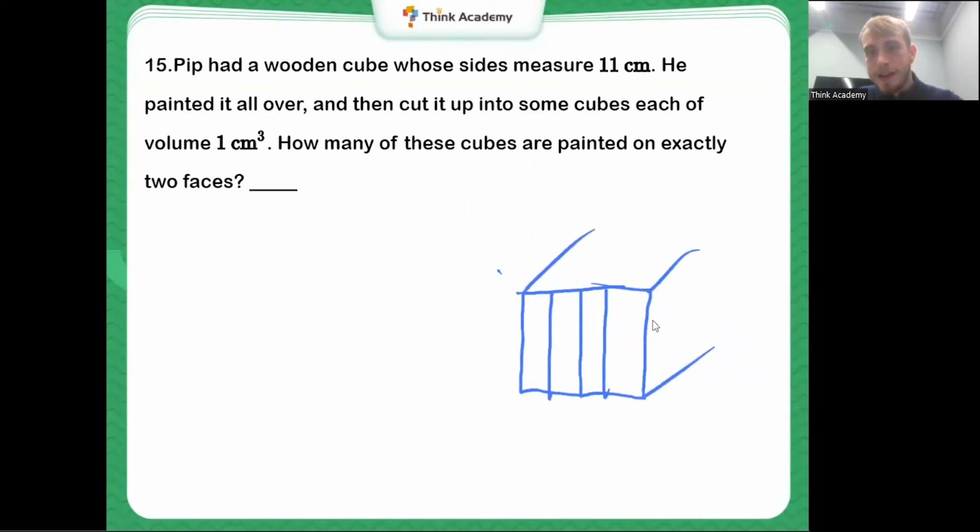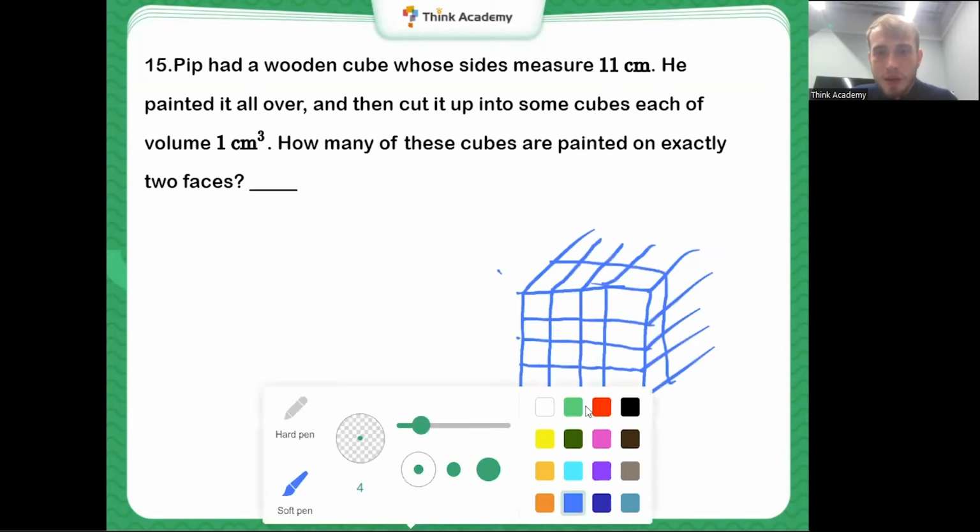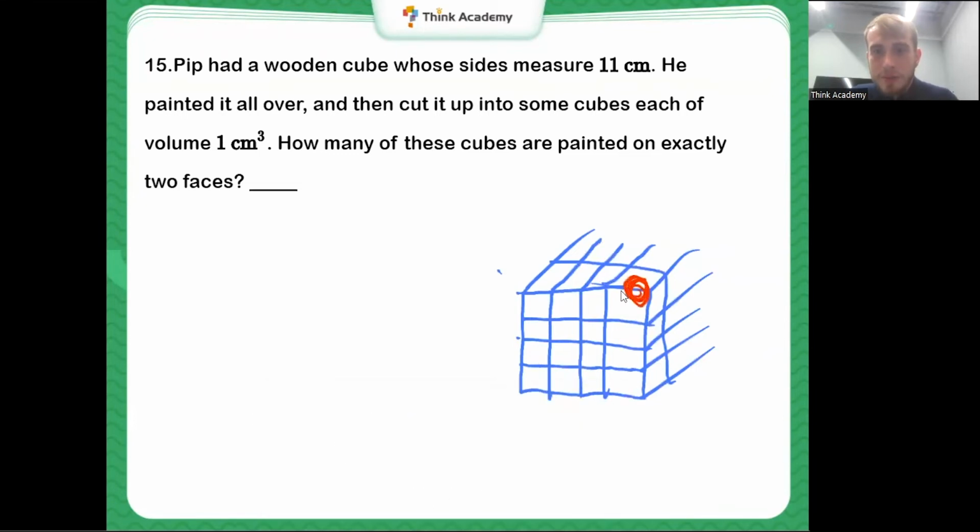Now, which kind of faces are the ones which are going to be painted? Let's carry on drawing this a little bit nicer. Which kind of cubes are going to be painted on exactly 2 faces? So we know that the corner pieces, excuse my awful cube, which are these ones, are going to be painted on 3 faces. We've got the front, the side, and the top. So none of the vertices are going to be counted.